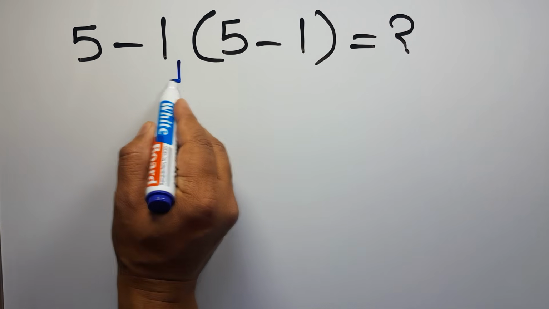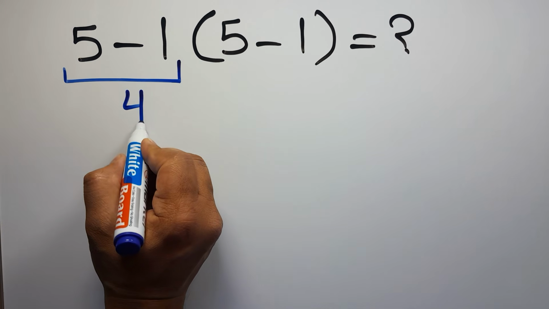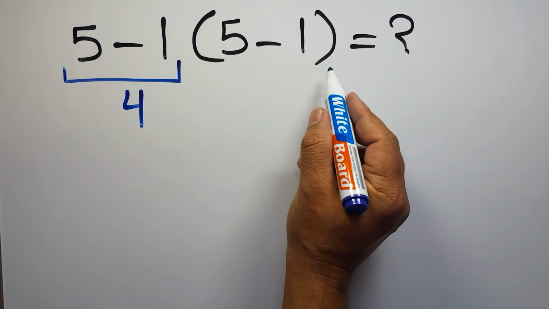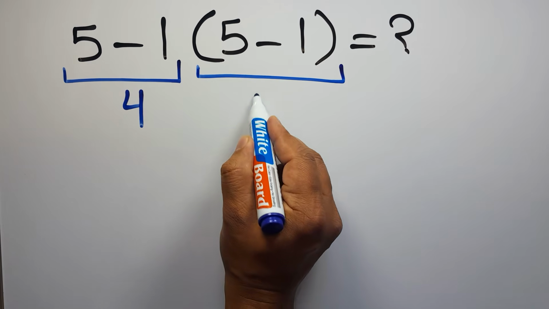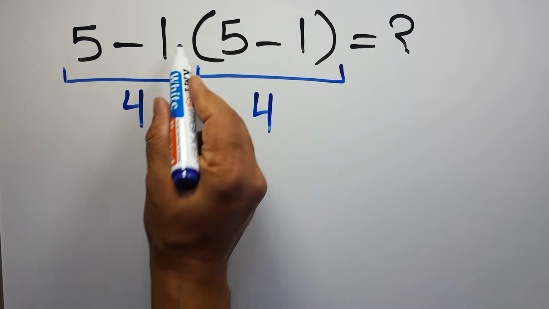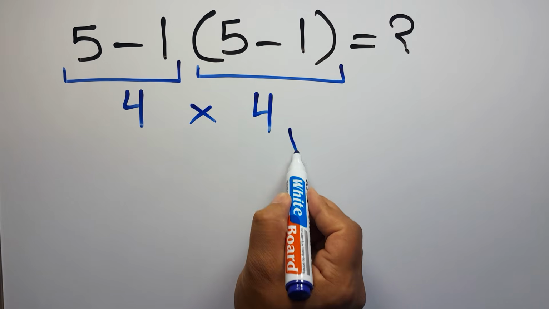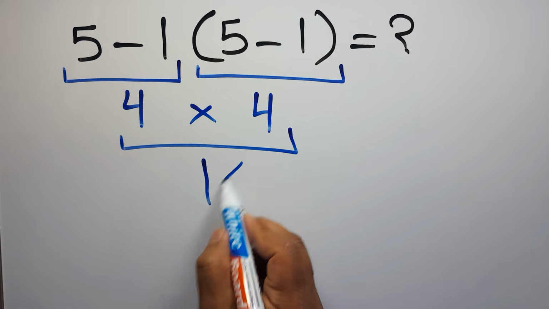5 minus 1 gives us 4. And again here inside this parentheses, we have 5 minus 1. So 4 times 4 is just 16.